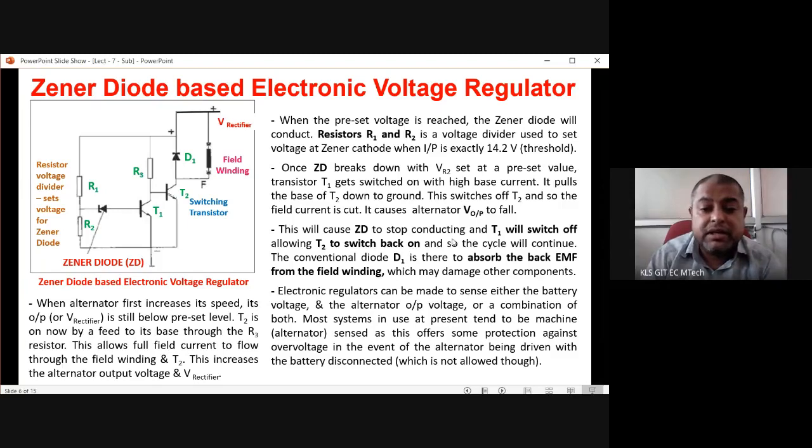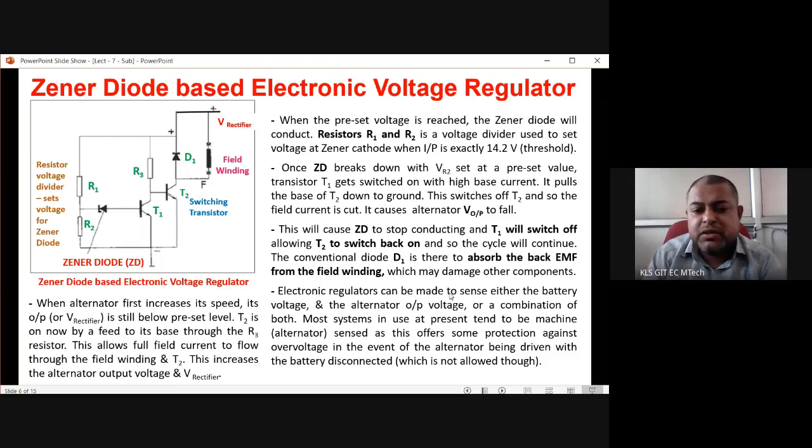Electronic regulators can be made to sense either the battery voltage or the alternator output voltage, or a combination of both. If the output of the battery is increasing, that means alternator output is increasing. In that case, you have to cut the field winding. Either battery output or alternator output can be an indication that the alternator is producing more output voltage. We have to cut the field. And as soon as the battery output becomes less, the alternator DC output, that is this V rectifier output, becomes less. In that case, again, we have to switch on this field winding.